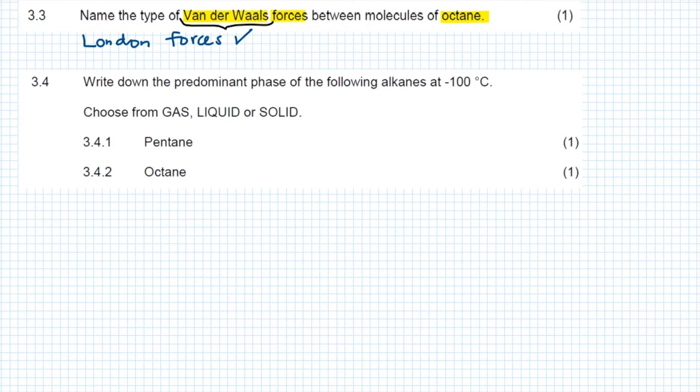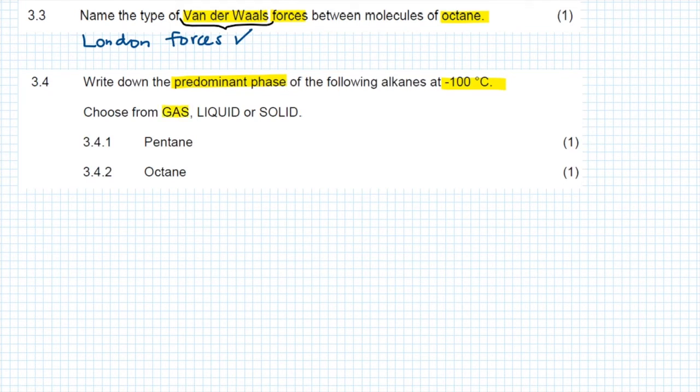What is incredibly important to remember in this section is that intermolecular forces exist between molecules, while bonds exist inside of molecules. We break bonds, but we weaken or strengthen intermolecular forces. We break or form bonds, of course. Question 3.4 now says, write down the predominant phase of the following alkanes at negative 100 degrees Celsius.